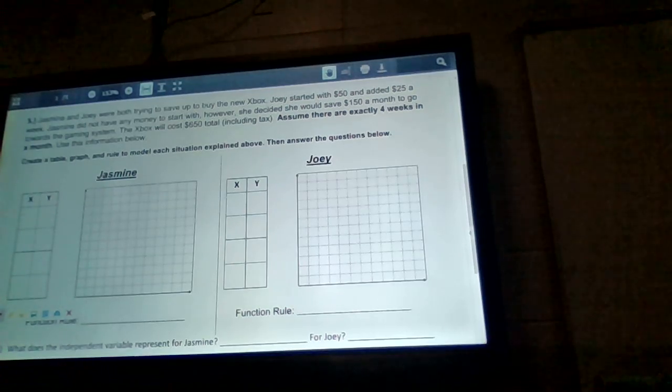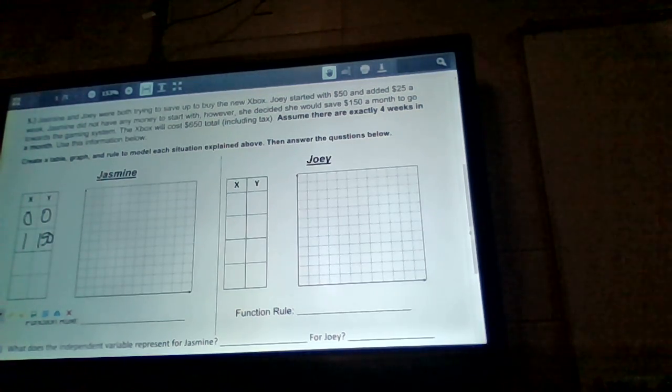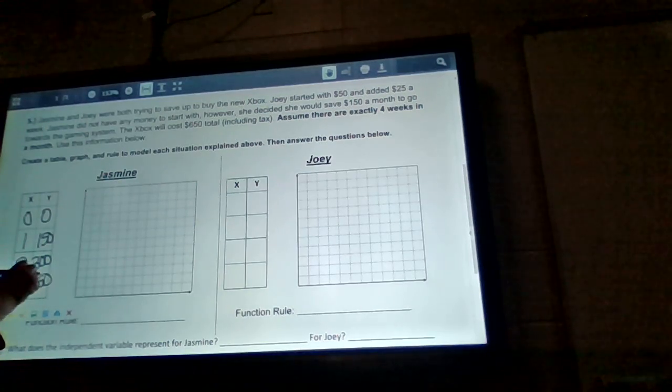However, she decided she would save $150 a month. The Xbox will cost $650 total, assuming there are 4 weeks in a month. So in the beginning, Jasmine started with 0. Then after the first month, she added 150. She had 150. So the second month she had how much? 300. And then the third month she had 450, right?